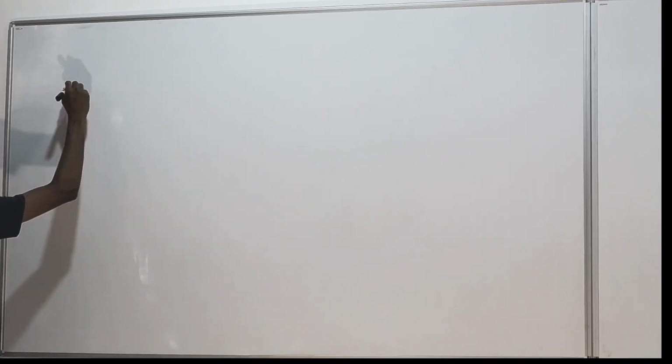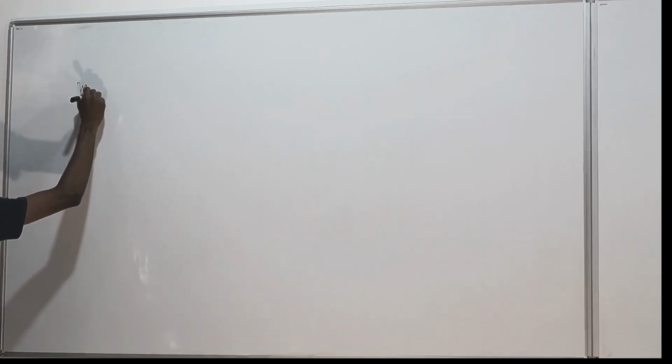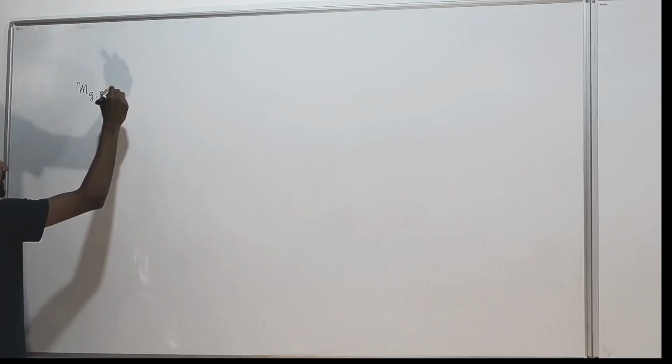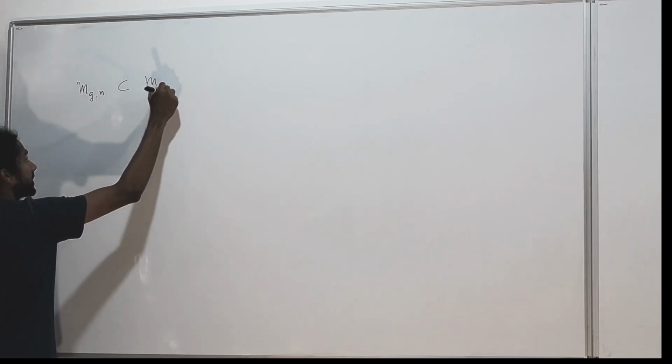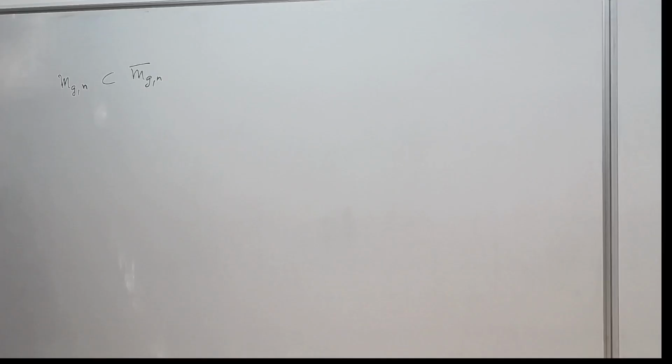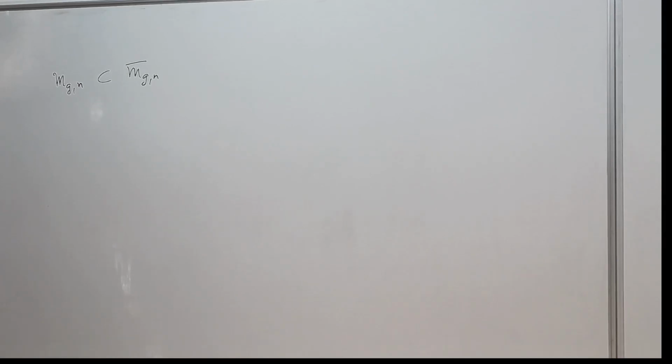Okay, so let me quickly recall what we talked about last time. We talked about the moduli space of smooth curves, called M_{g,n}, and we defined a compactification called M_{g,n} bar. This was the moduli space of stable curves. And we said that there is a stratification of this.